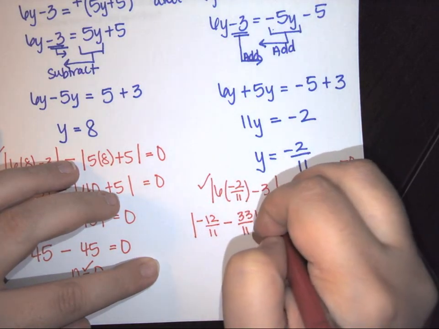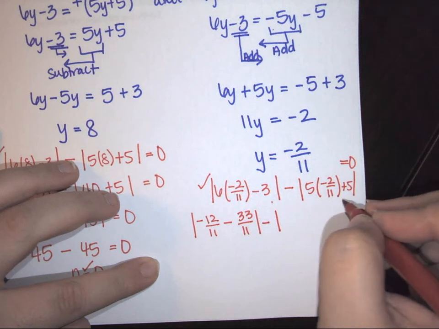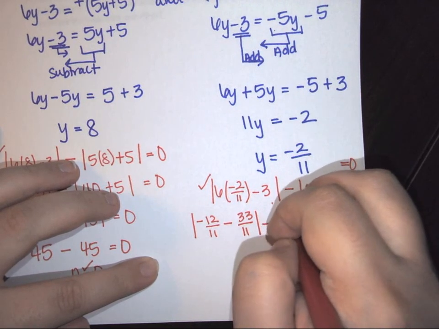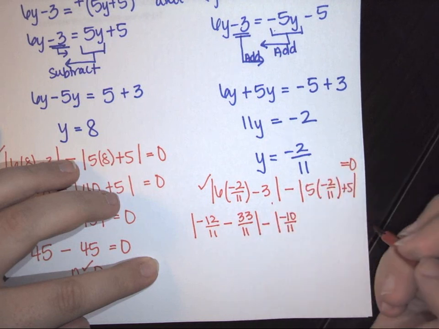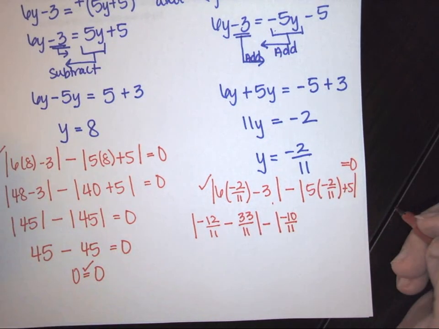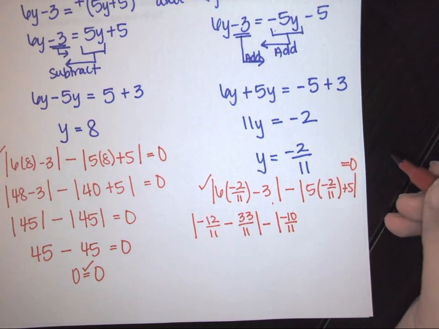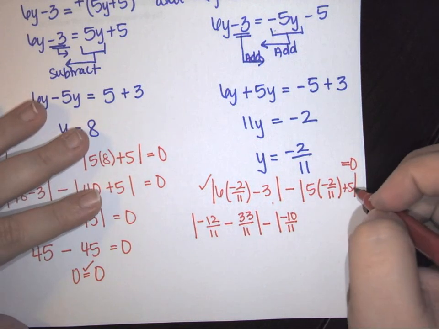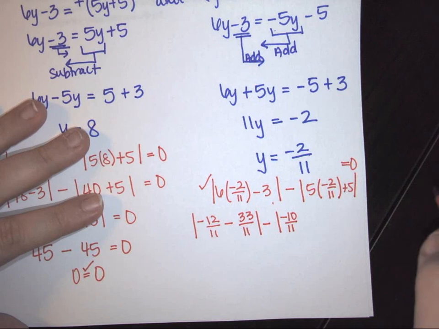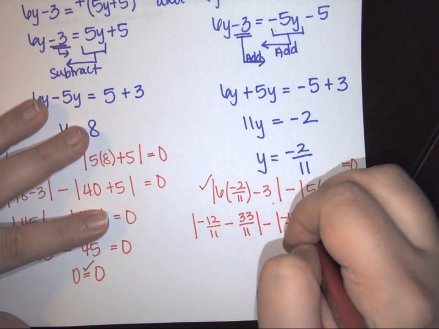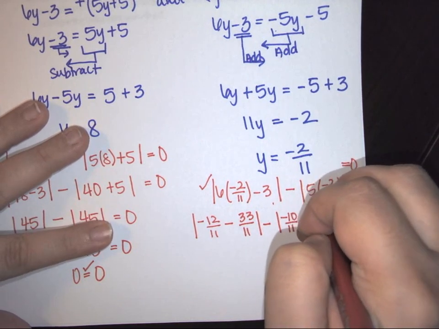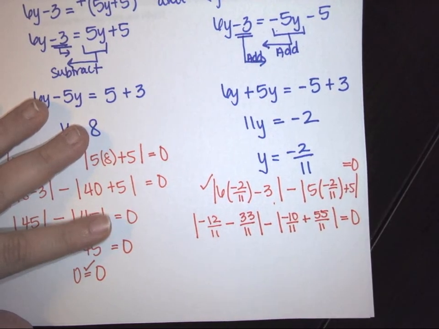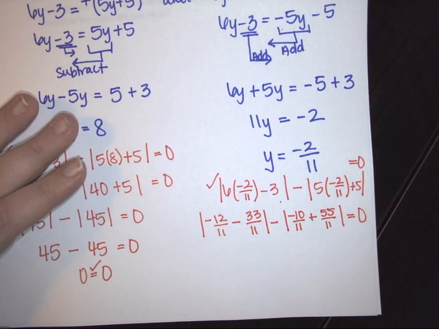I'm still subtracting, and now I need to work with my other one. Again, multiply straight across the top, and you get a negative 10 over 11. And then I have this 5 that I once again want to turn into something over 11. So that's going to multiply top and bottom by 11. So I have plus 55 over 11. And I'm hoping that this is going to equal 0.